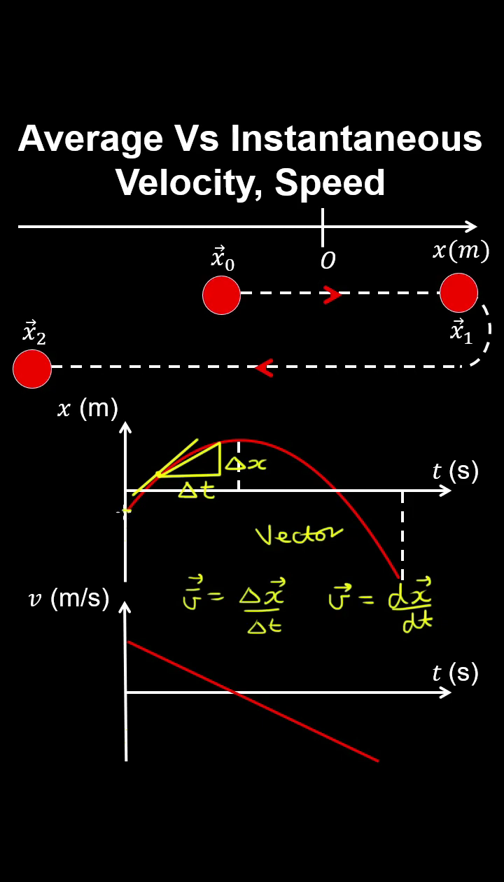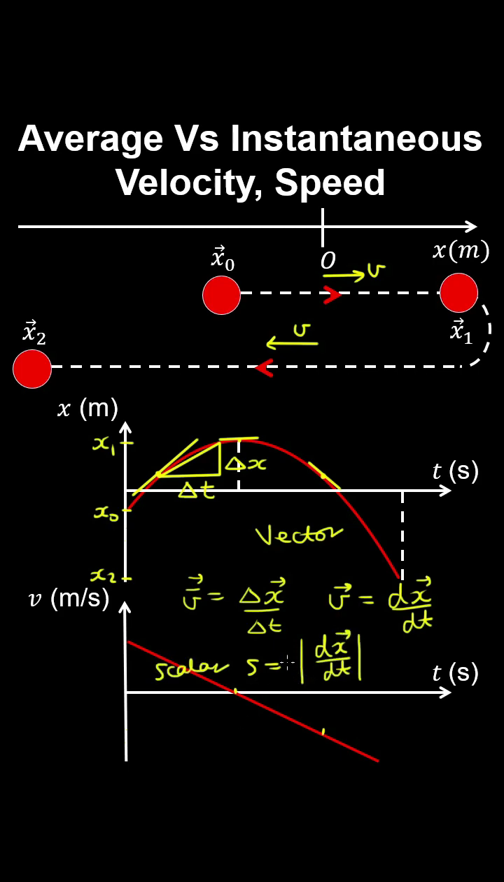So when the particle travels from x0 to x1, we can see that the velocity is positive. And at x1, the particle changes direction. So the velocity becomes 0, and from x1 to x2, the slope of the tangent to the curve is negative. Now another quantity to define is speed, which is a magnitude of the instantaneous velocity. So speed is a scalar. So you can imagine reading the speed of the speedometer of your car. It has no direction, but just a number.